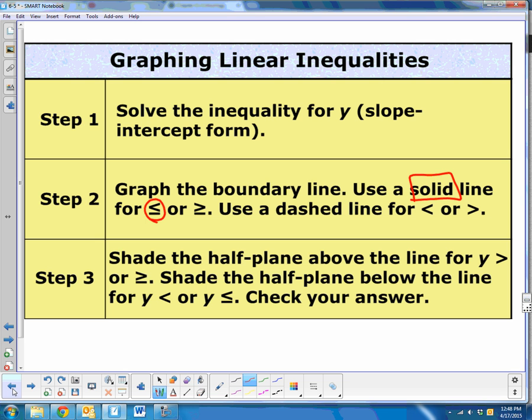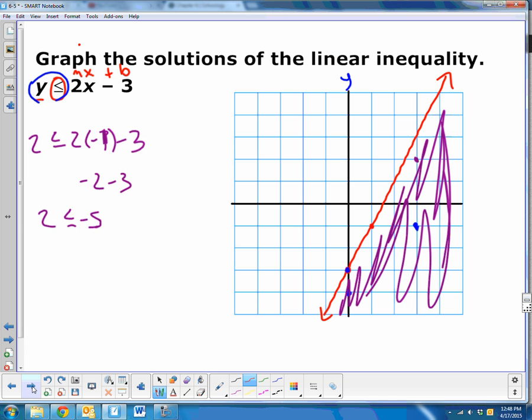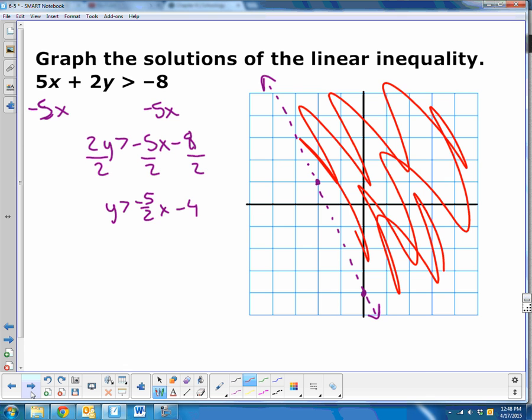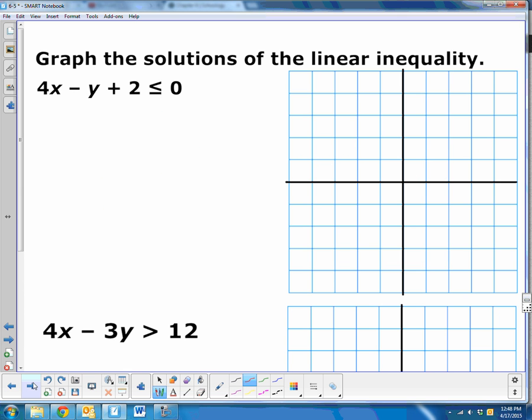So the steps here: get y by itself, get slope-intercept form, either solid or dashed line depending on if it's equal or not, and then we shade. If it's y is less than the line, we shade below the line. Y is greater than the line, shade above the line. Give these last two a try.